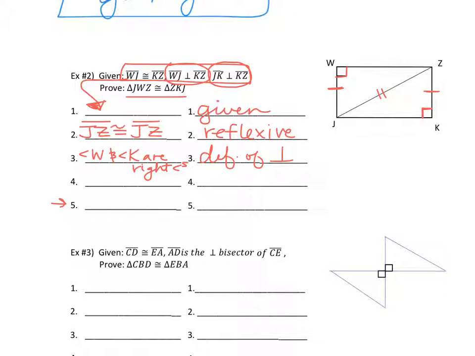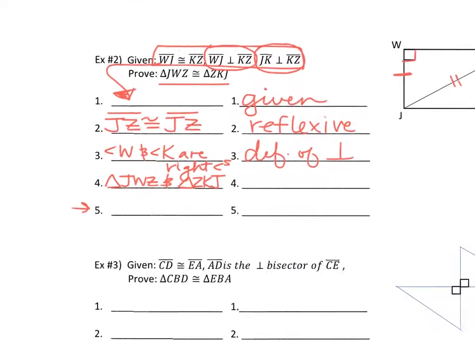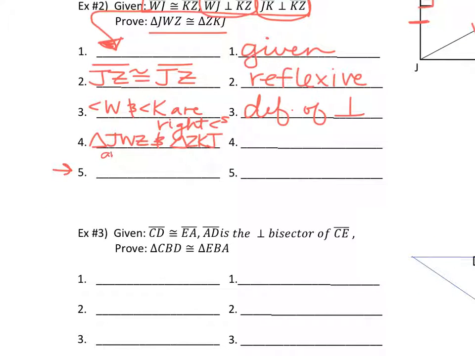Then your next step, and this is the one that feels monotonous, is to say triangle JWZ and triangle ZKJ are right triangles. I should have left more room for you. How do we know those are right triangles? Because they have a right angle. That's the definition of a right triangle, right? A triangle that has one right angle. So you're going to use this one in nearly every HL proof. Definition of a right triangle.